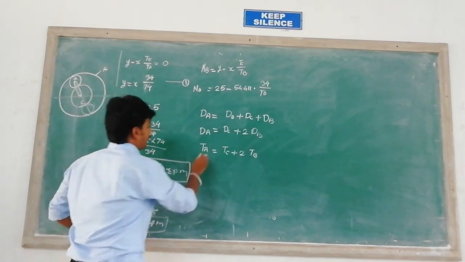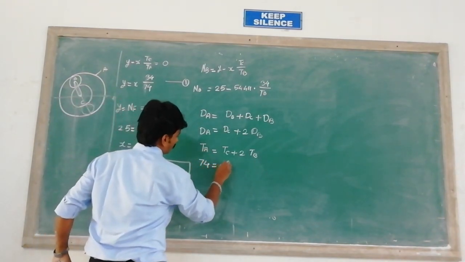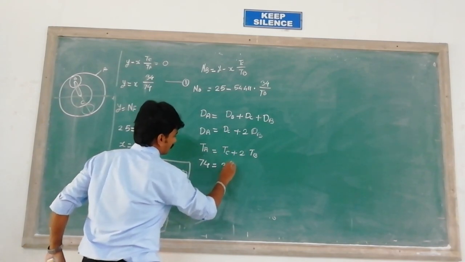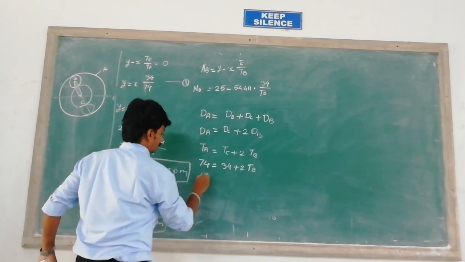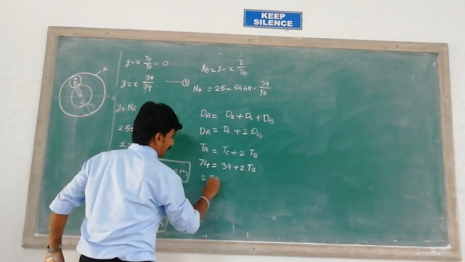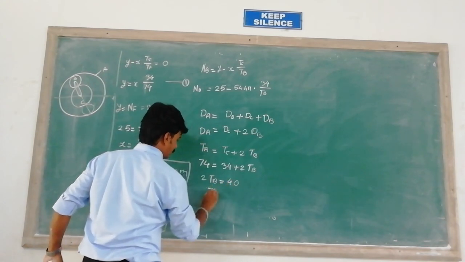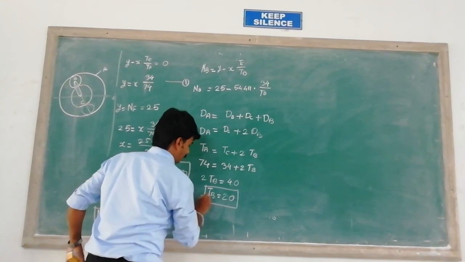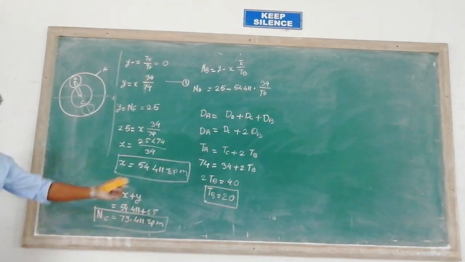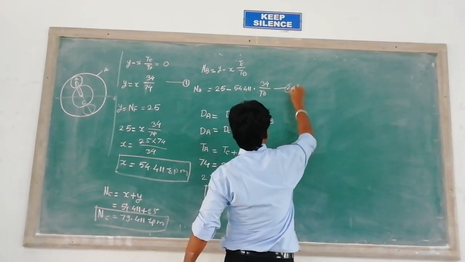Okay, so TA, number of teeth on gear A, is equal to 74, which is equal to the number of teeth on gear C, 34, plus 2 into the number of teeth on gear B. Therefore, 2TB is equal to 40, and therefore TB is equal to 20. So you can find out the number of teeth on gear B. The number of teeth on gear B is equal to 20. I will mark this as equation 2.